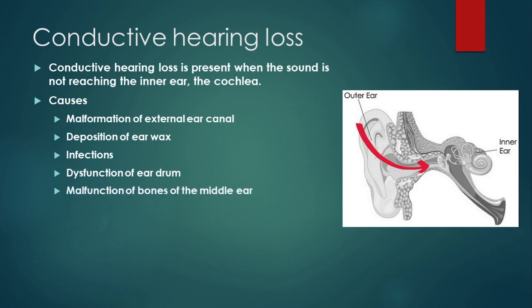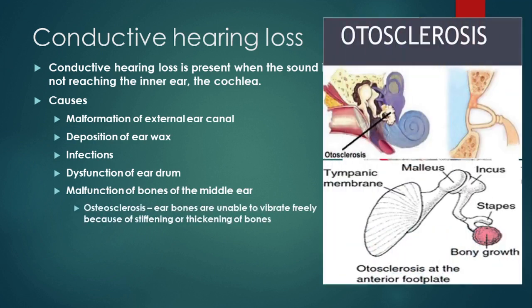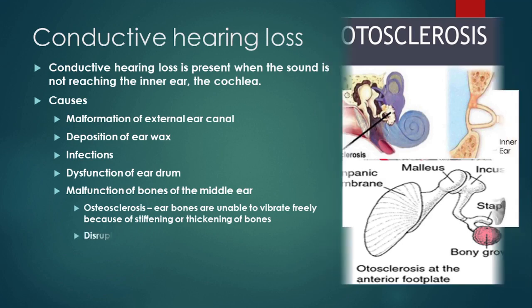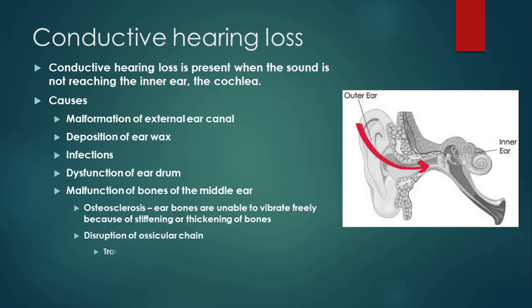The bones in the middle ear can become malfunctional due to several reasons. The ear bones may become unable to vibrate freely due to thickening of bones. It is called osteosclerosis. The ossicular chain may get broken if the person has met with an accident or if there is an infection in the middle ear. The bones in the ossicular chain may fuse together and make it impossible to move or vibrate. This condition is called ankylosis.